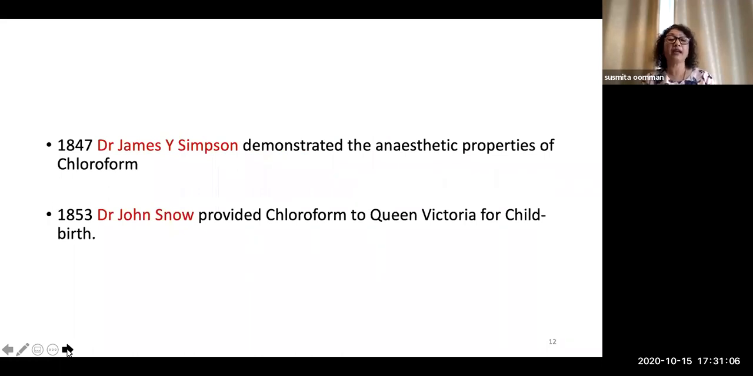Around that time in 1846, 47, 50, many agents started coming out. And there was an obstetrician, Dr. James Simpson. He realized that chloroform could also be used as an anesthetic. And he did use chloroform for quite a few of the obstetric patients that he used to deal with. And in 1853, Dr. John Snow gave chloroform to Queen Victoria to help her with childbirth.